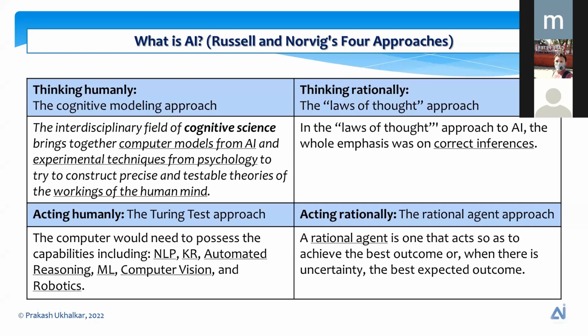Then acting humanly is basically the Turing test approach. Alan Turing is also known as the father of computer science, and one of the most prestigious awards given after him is the Turing Award in the technology industry, in IT and computer science. So Alan Turing proposed the Turing test himself. It is basically an imitation game, and it was designed to provide a satisfactory operational definition of intelligence.